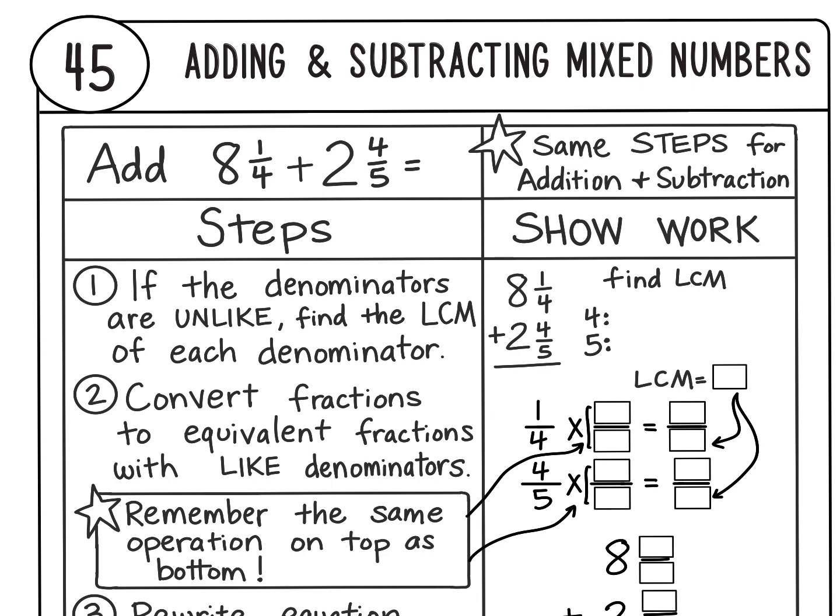All right. You're going to notice that the steps are pretty much identical to what we have been doing with just regular fractions. It says at the very top, same steps for addition and subtraction. So step 1, if the denominators are unlike, then you need to find the LCM of each denominator. So you're going to list out the denominators and all of the multiples for each one. So I have 4, 8, 12, 16, 20. Here I have 5, 10, 15, and 20. And I'm able to see that 20 is going to be what we use for the least common denominator.